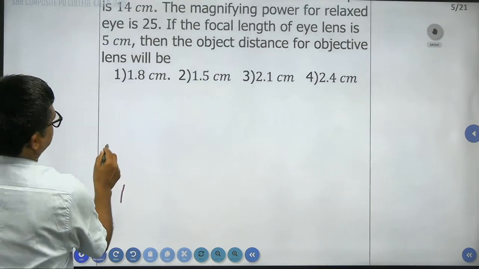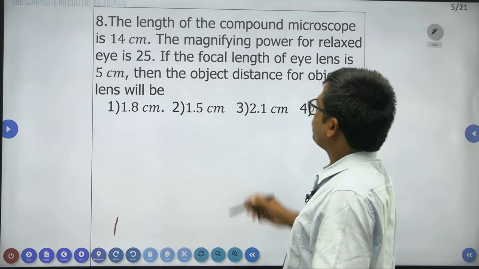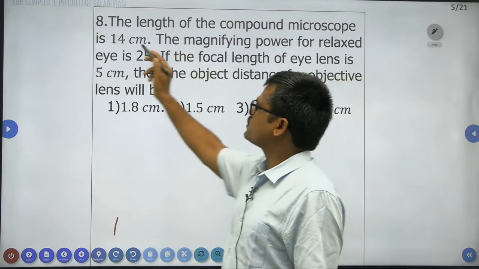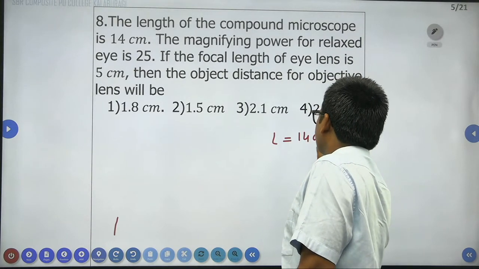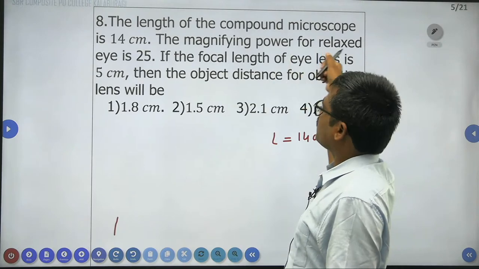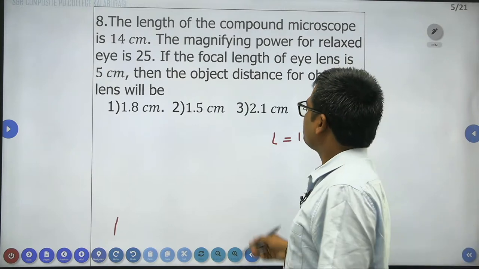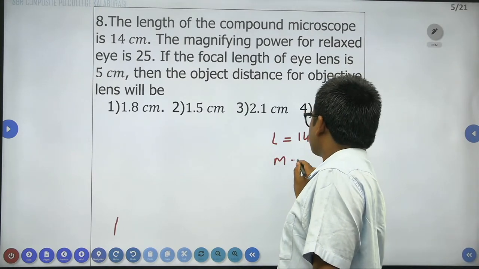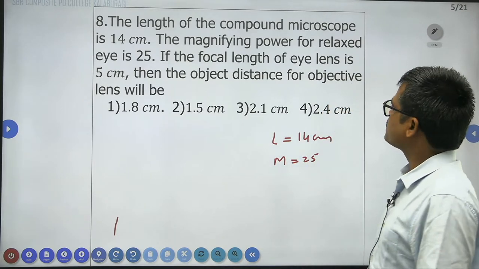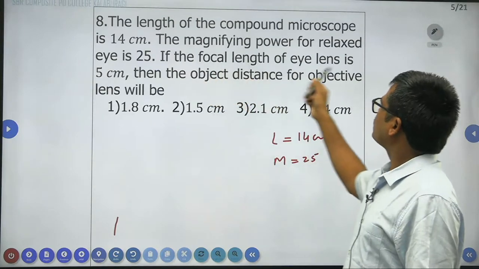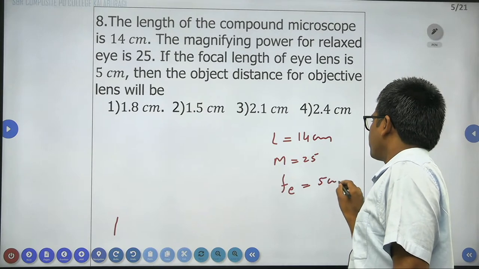Okay, see here. Now next one. Here the length of the compound microscope is given. Let me say it is 14 centimeter. The magnifying power of a relaxed eye: relaxed eye means definitely your image will be at infinity. Magnifying power of the relaxed eye is given as 25. It means the image will be 25 times bigger than the object, right or not? They have given the focal length of the eye lens as 5 centimeter, right?